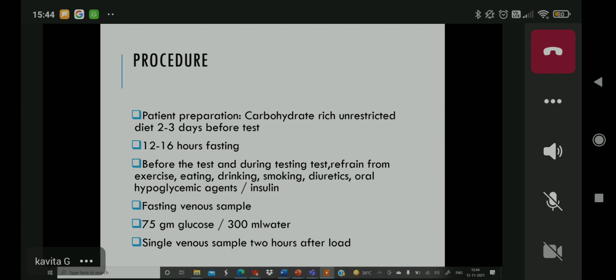Take the fasting venous sample. It's called the zero sample. Mix 75 gram glucose in water and make the patient drink it. Then after 2 hours, take another venous sample.